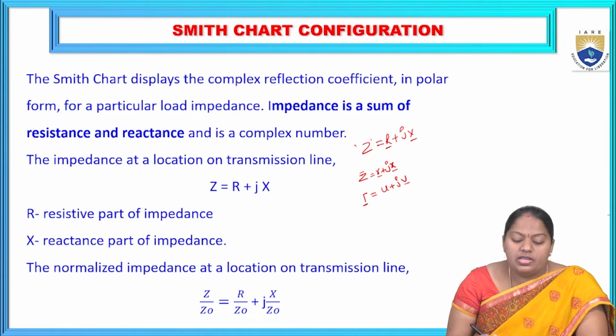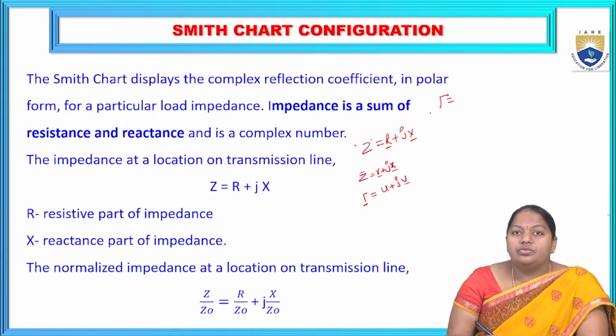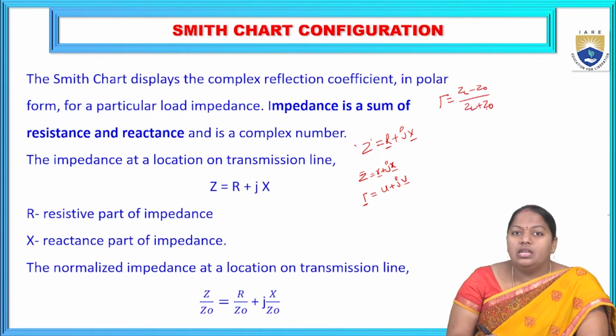The Smith chart displays the complex reflection coefficient in polar form for a particular load impedance. As we know, the reflection coefficient gamma can be expressed in terms of the load impedance and the characteristic impedance of a transmission line, and it is given by gamma equal to ZL minus Z0 by ZL plus Z0. Here ZL is the notation for load impedance, and Z0 is the characteristic impedance of the transmission line.